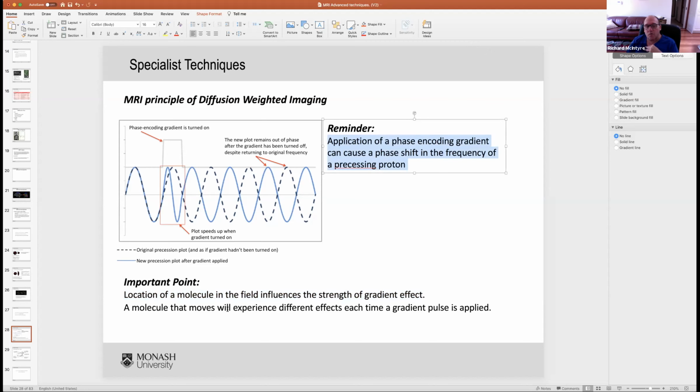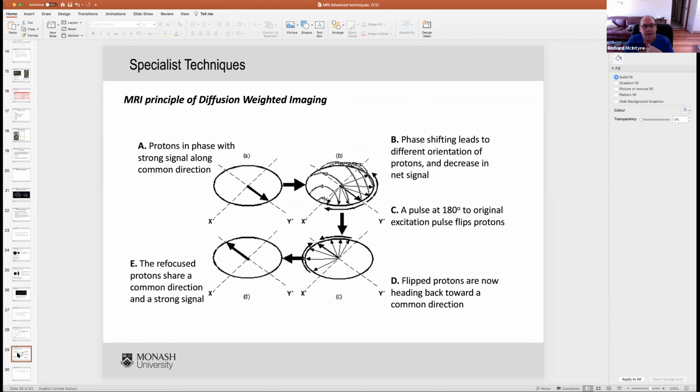A molecule that moves will experience different effects each time a gradient pulse is applied. So a molecule that is moving in that gradient direction will show a changing phase. Essentially, I don't want you to get too caught up in this because it's a little bit tricky. I want you to just get the basic application. But essentially, if we select one phase direction, then we can work out whether that water is traveling in that direction, because it's going to give back a pulse.